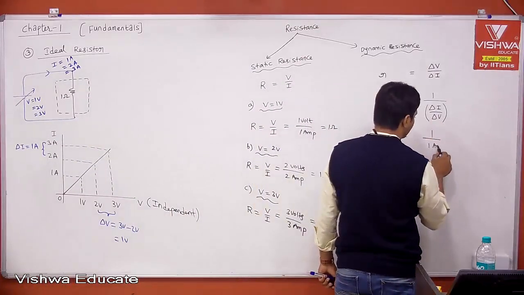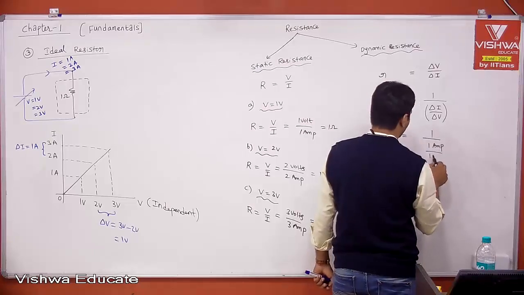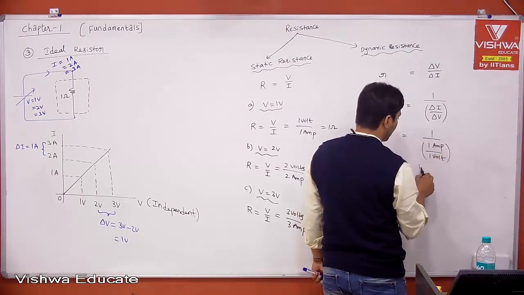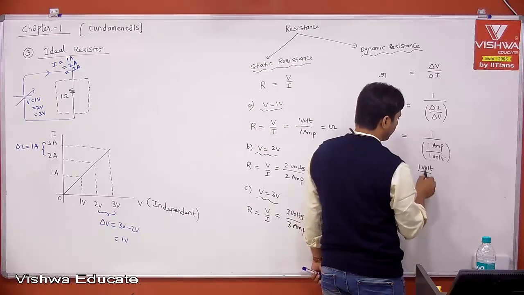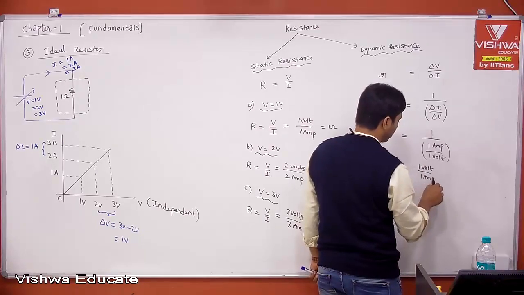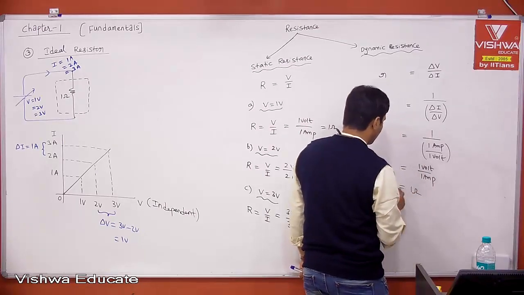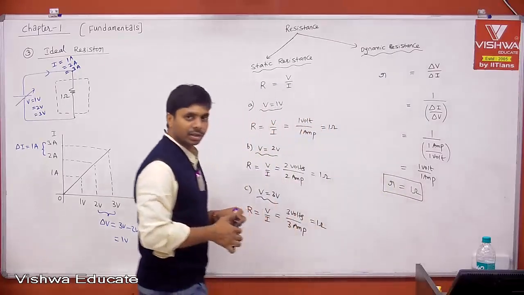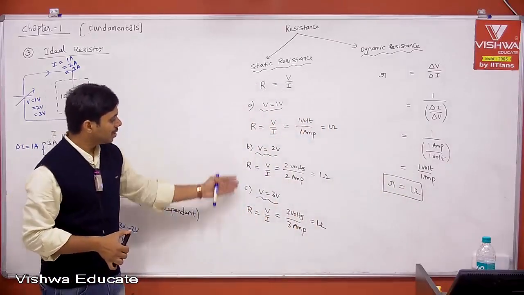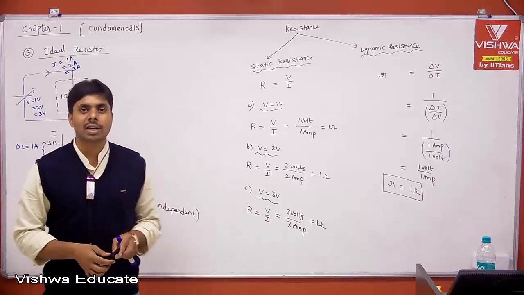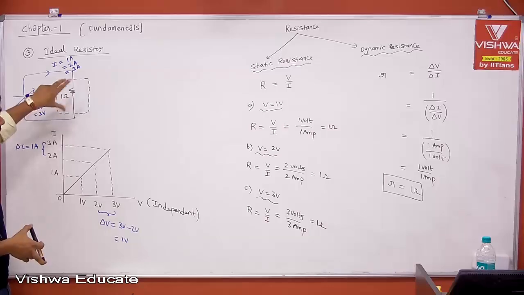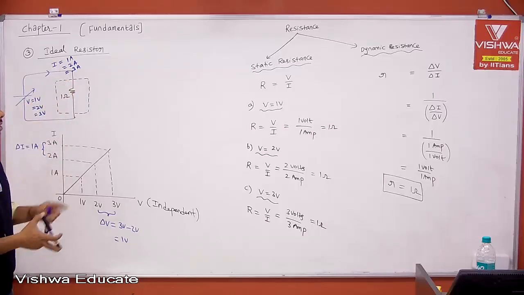Now tell me, what is delta I? 1 ampere. And what is delta V? 1 volt. Which is basically 1 volt by 1 ampere. Which is V by I. Right? Which is nothing but what? 1 ohm. Your dynamic resistance is also 1 ohm. And your static resistance is also 1 ohm. Both are saying that the black box, which we are trying to characterize with respect to voltage and current, has a resistance of 1 ohm only.